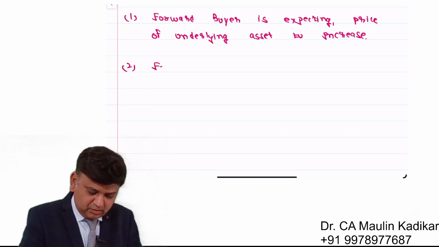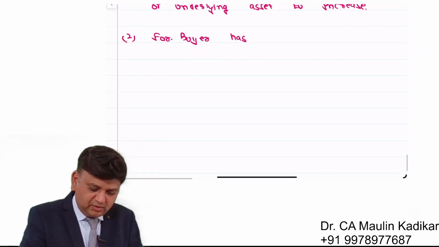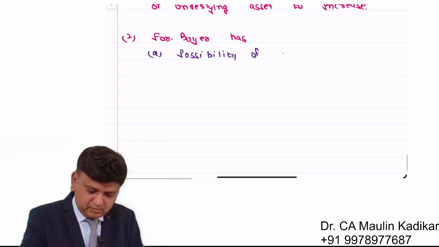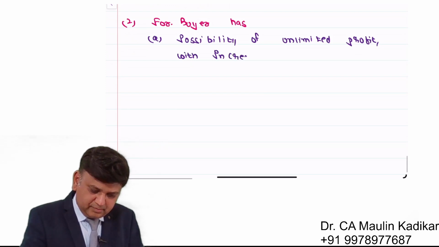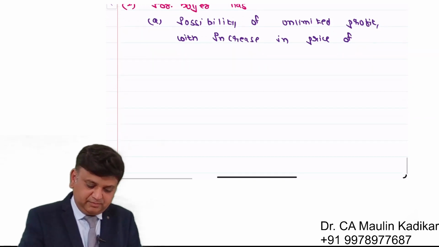Second, forward buyer has a possibility of unlimited profit, comma, with increase in price of security.